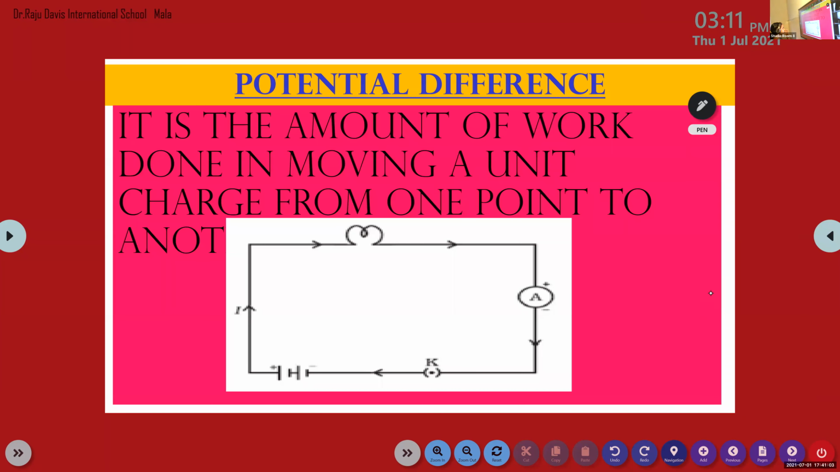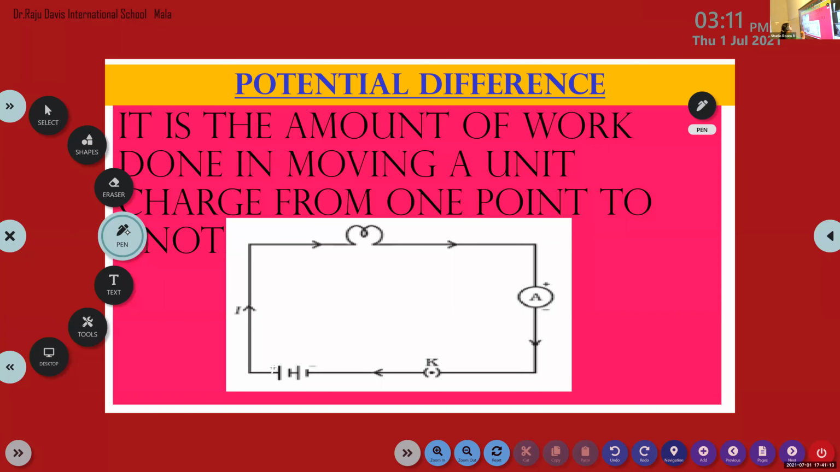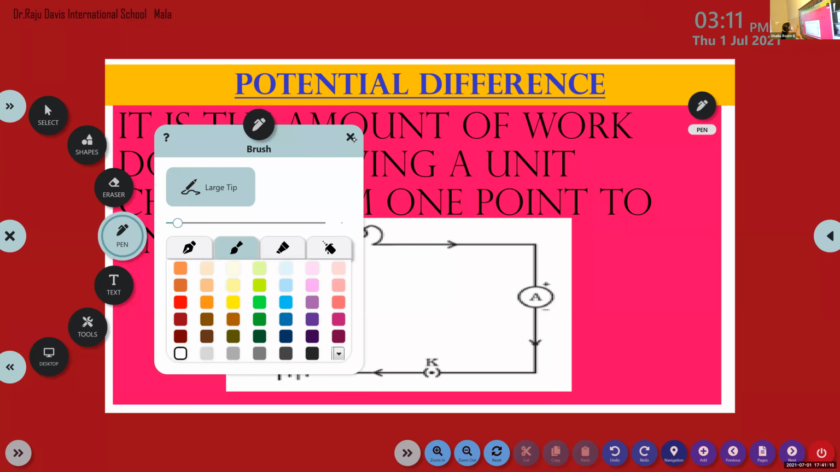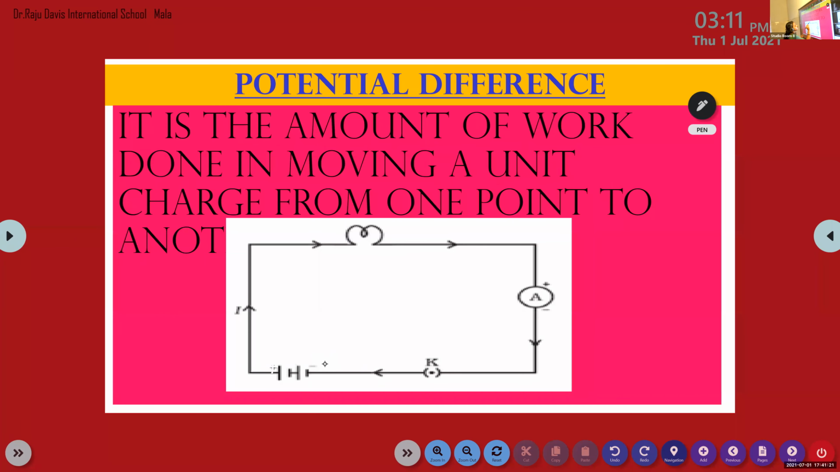Students, we know that the current is said to flow if and only if the charge flows from the positive terminal to the negative terminal, right? What is the condition for the electric current to flow? A current is said to flow if and only if the charge flows from the positive terminal of the battery to the negative terminal, right? Yes, ma'am.